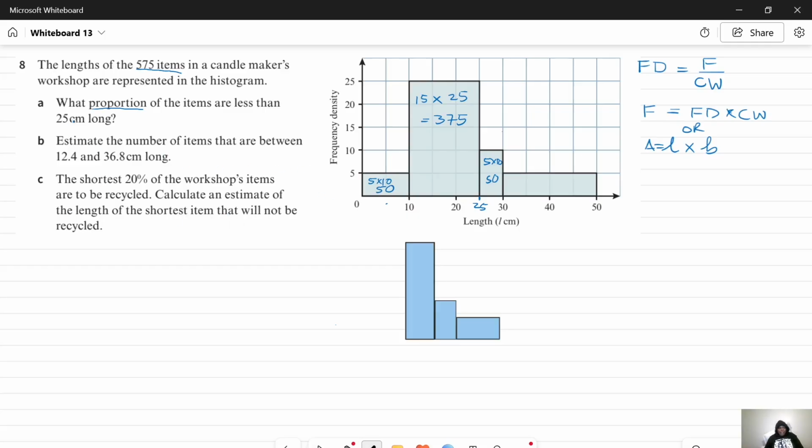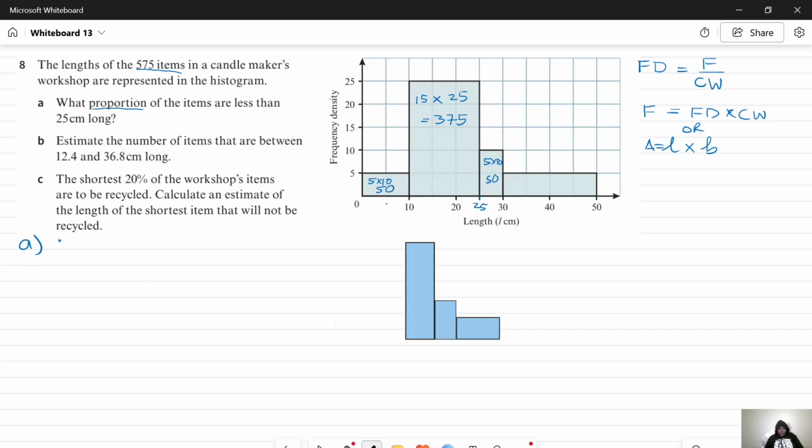So I can come and say, okay, for the items that are less than 25 centimeters long, which is now our answer to A, I'll have to start from 0 until 25. I could not find these items together. I needed to split them up from 0 to 10 and then from 10 to 25 because they were presented in different classes and they had different frequency densities.